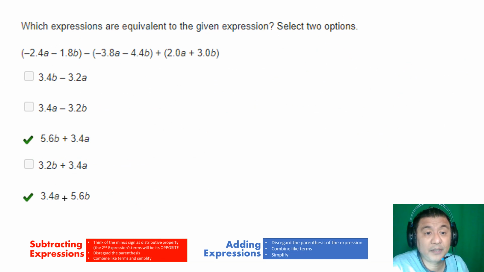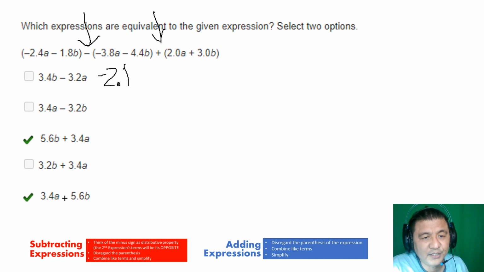Okay, so this problem, look at this. One, two, three expressions. One to be subtracted first, and then next to be added. All right, so let's start with the first expression. Let's write it down. Negative 2.4a minus 1.8b. No change for you, but warning on the second one because it's a minus.